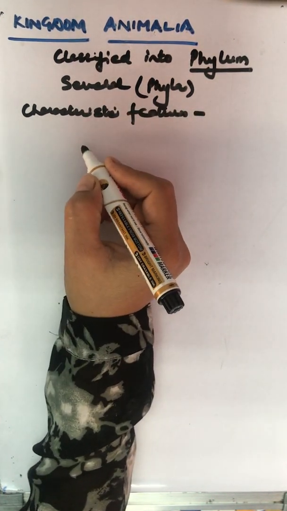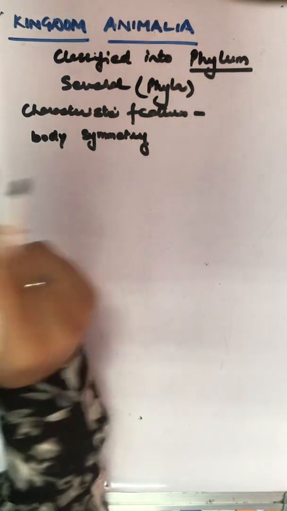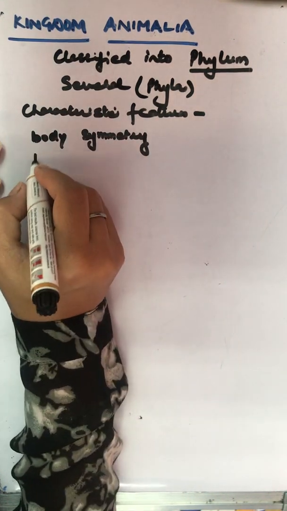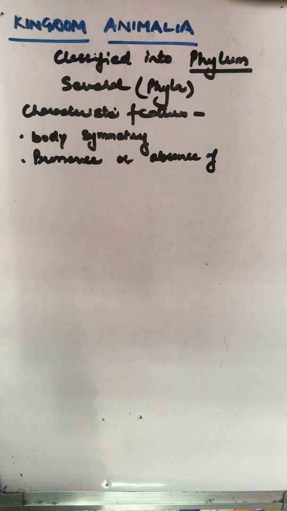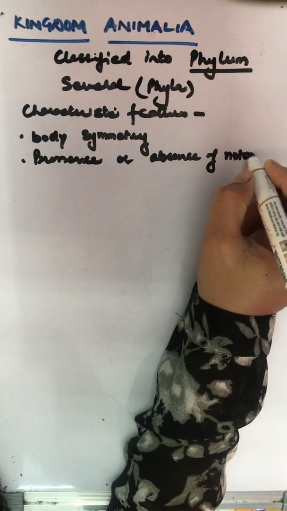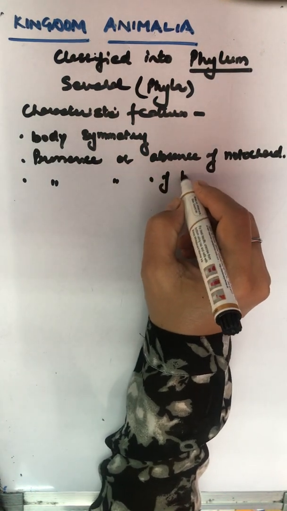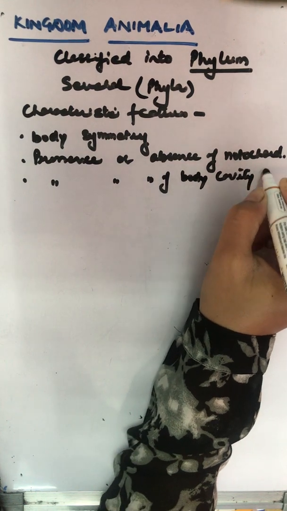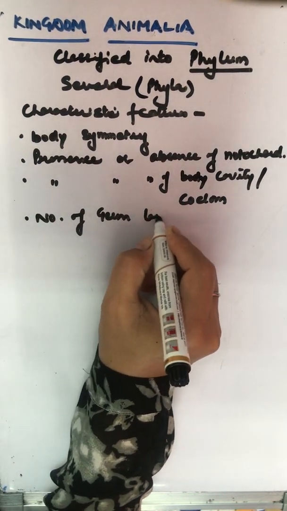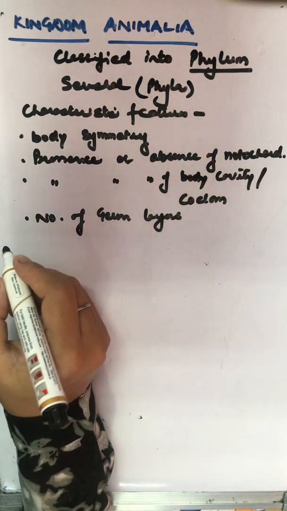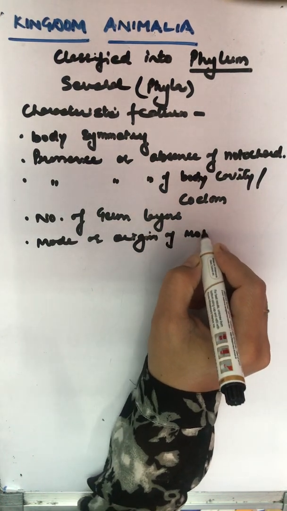And these characteristic or salient features include their body symmetry. Remember, in the previous video we have already discussed what body symmetry is. Then the presence or absence of notochord. I'll explain all these points. Then number 3, presence or absence of body cavity. Body cavity is also known as coelom. Then the number of germ layers that are present in the embryo, and then the mode or origin of mouth, and so on.